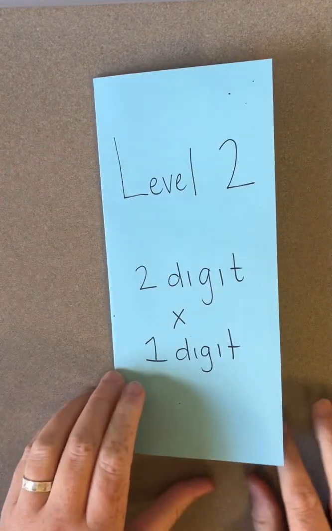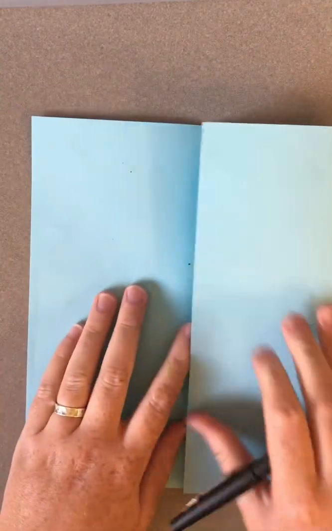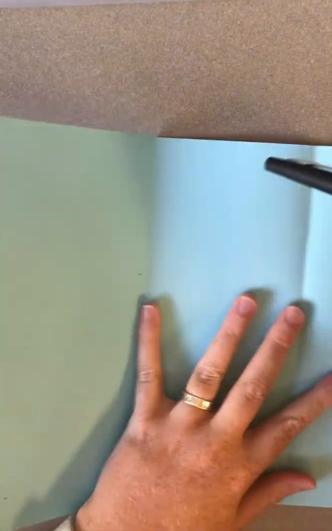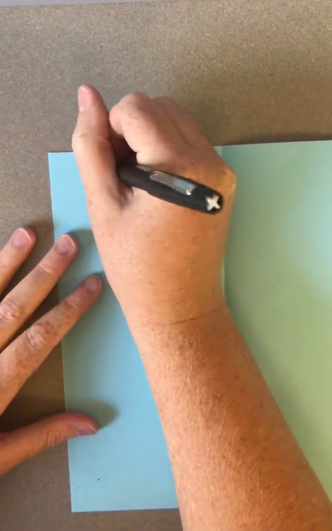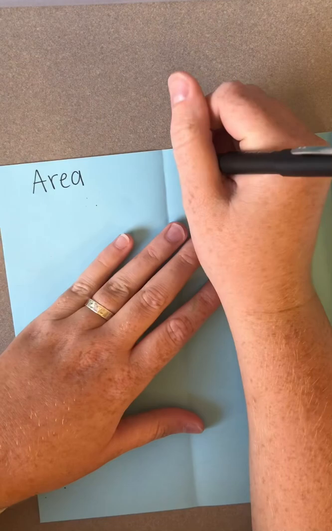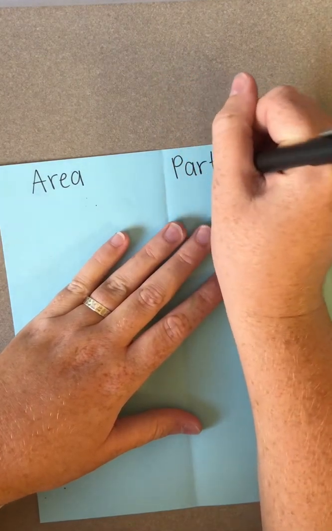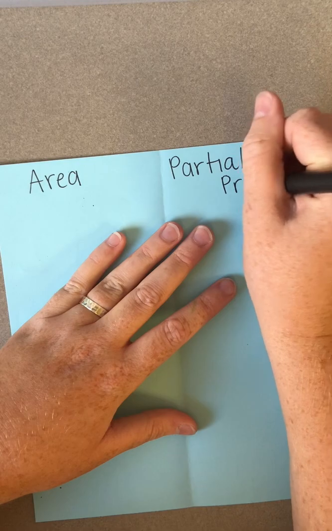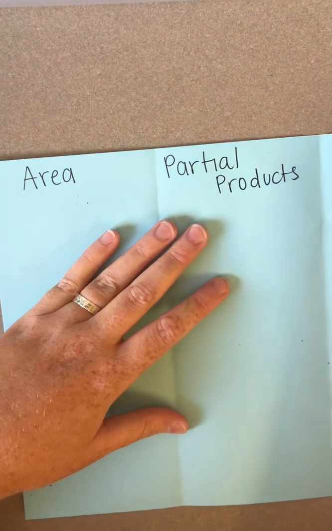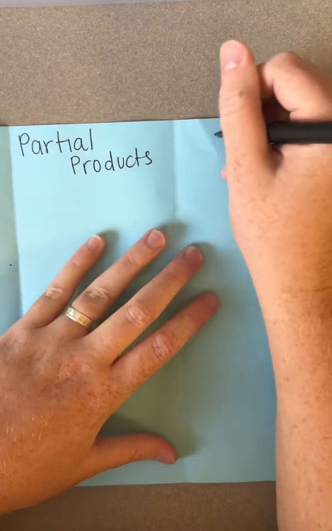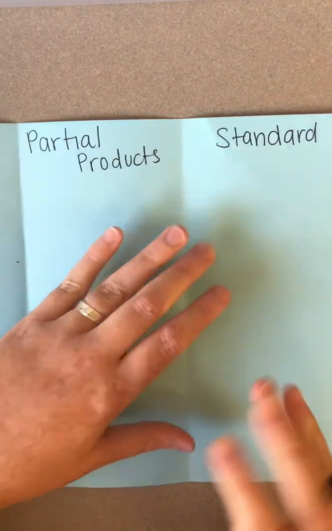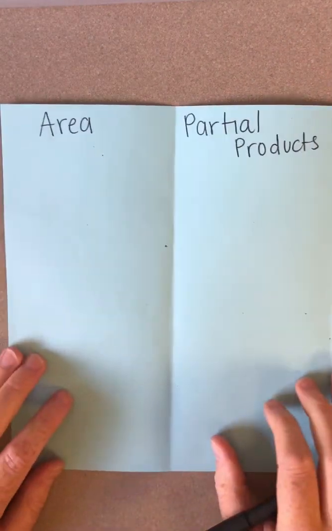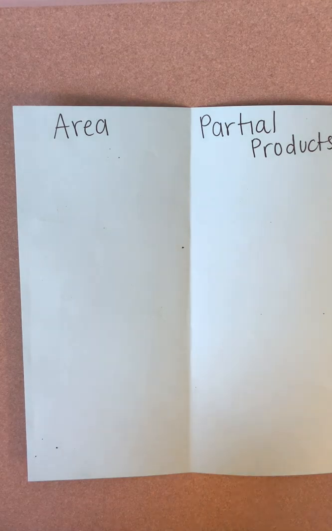Okay, and now we're going to open up our brochure and we're going to label the tops of these trifolds. So starting over here, we're going to have the area model. Then we're going to have partial products. And then we're going to have the standard algorithm. And the whole time we're going to be working with the same multiplication fact, and that is going to be 48 times 5.